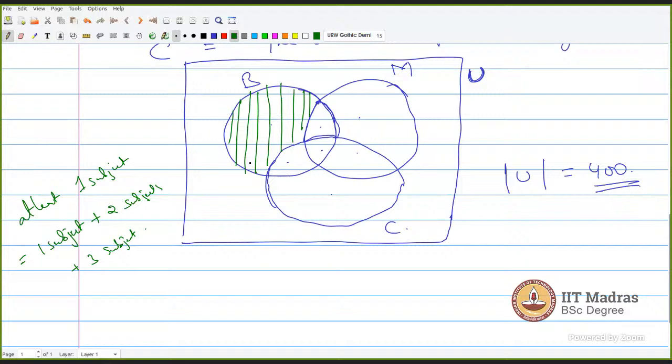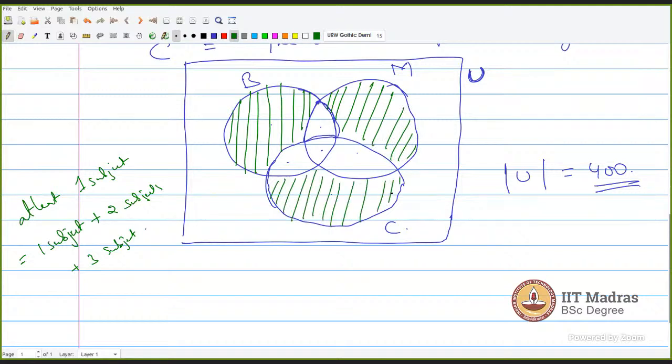So this particular region is exactly one. Even this region is exactly one. Even this is exactly one. Now the inside regions. This region is exactly 2. This particular region represents the students who have chosen biology and chemistry. So it is contained in the biology set, and also in the chemistry set. So this region represents the students who opted biology and chemistry.